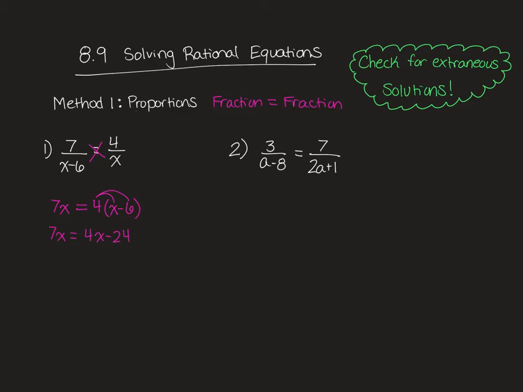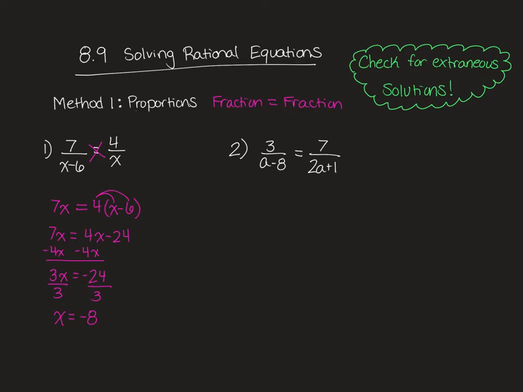for x. So I need to get all of my x's on one side. So minus 4x on both sides. 7 minus 4 is 3, so I will get 3x is equal to negative 24. Then divide by 3. So negative 24 divided by 3 is negative 8.